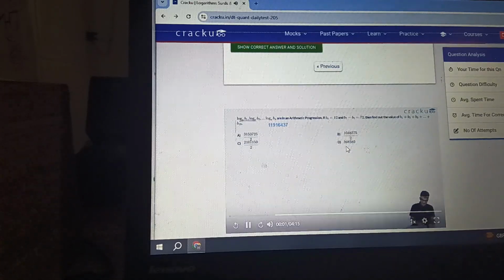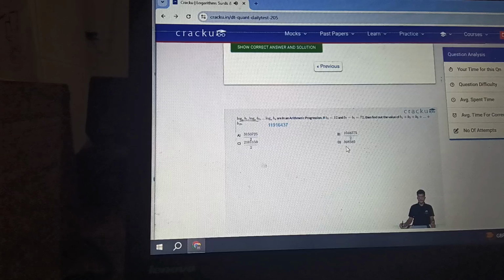In this question we are told that log b1 to the base a, log b2 to the base a and so on till log of bn to the base a are in an arithmetic progression. So what this would imply is that if you are just considering the first three terms of the arithmetic progression, log of b1 to the base a plus the third term, which is log of b3 to the base a, is equal to 2 times the second term, which is log of b2 to the base a.